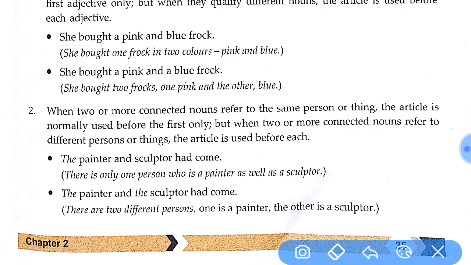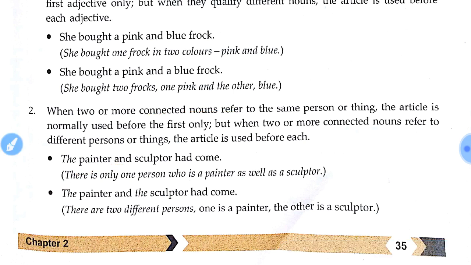Secondly, when two or more connected nouns refer to the same person, then we use the article in the beginning. The painter and sculptor had come. That means it's only one and the same person. The painter and sculptor is the same person. But here, the painter and the sculptor, that means it is two different persons. The painter is one person, the sculptor is another person. So we see here some places where the articles are repeated.